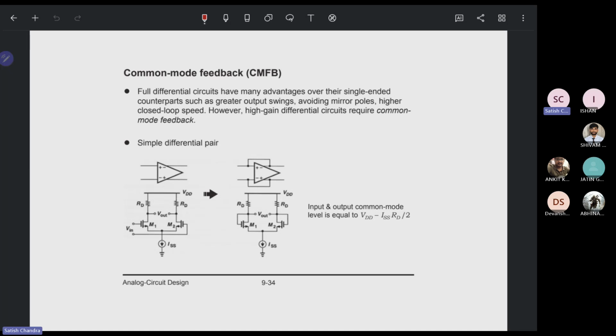Now comes the common mode feedback. Fully differential circuits have many advantages over their single-ended counterparts, such as greater output swing, avoiding mirror poles, and higher closed-loop speed. However, high-gain differential circuits require common mode feedback. So, a simple differential amplifier, if I look at it, is this one. If we make this circuit, it is going to be similar to this one. If we feed that back, we achieve this part, the common mode feedback.